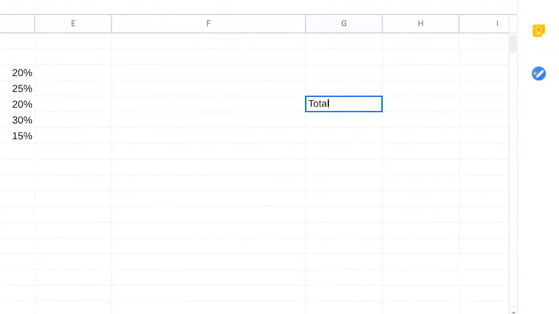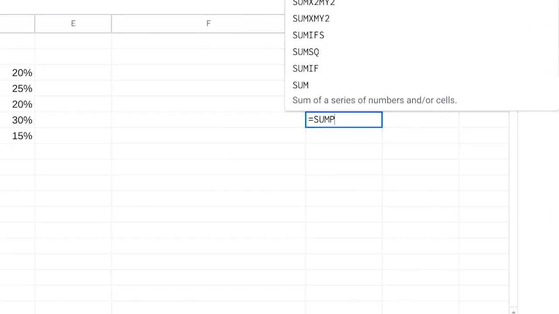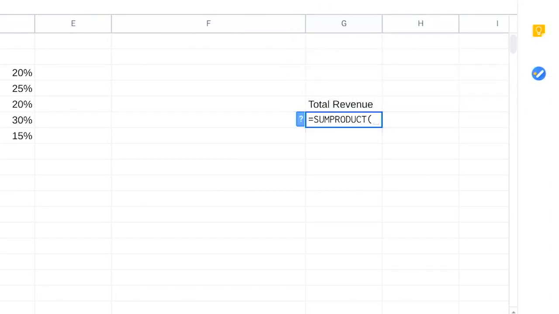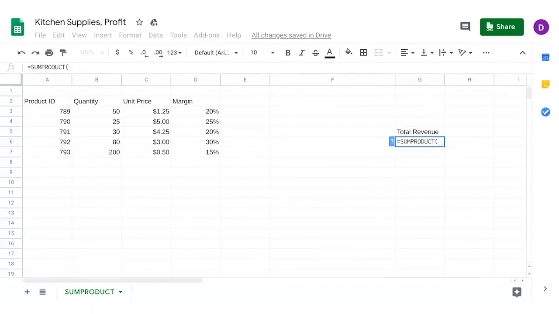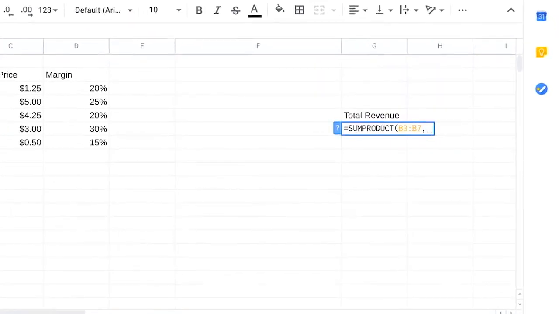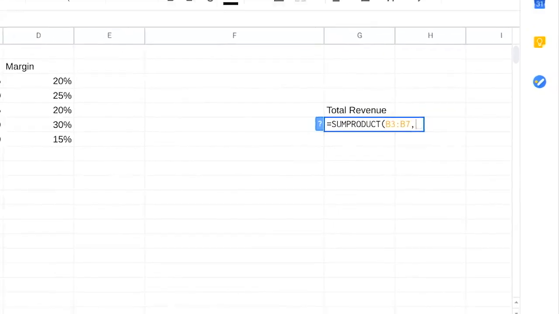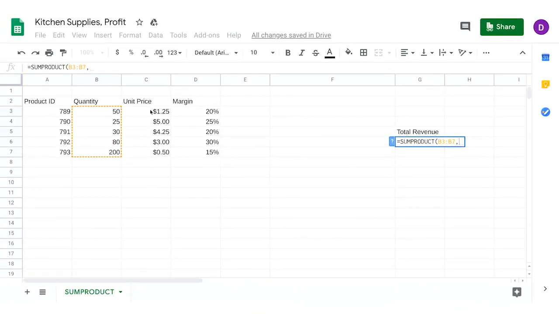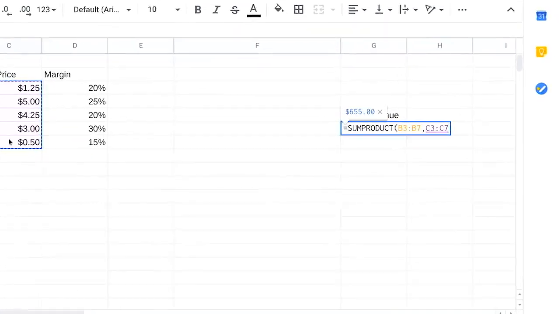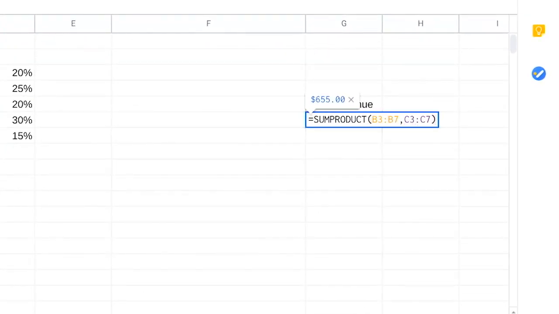Let's add the label total revenue in cell G5 and then click G6 to input our formula. We'll then start our formula with an equal sign and the function, followed by an open parenthesis. It's good to remind ourselves that the arrays we add to our formula should always be inside the parentheses. Next, we'll select cells B3 through B7 for the first array, followed by a comma. The comma acts as a separator between the two arrays in the formula. Then we'll select cells C3 through C7 for the second array, followed by a close parenthesis to complete our formula.